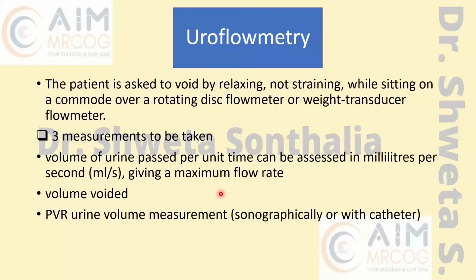It will give you the maximum flow rate and the volume voided, which should be at least 200 ml to judge in the uroflowmetry. At least 200 ml the woman should void. Then only you can get the right flow rate.